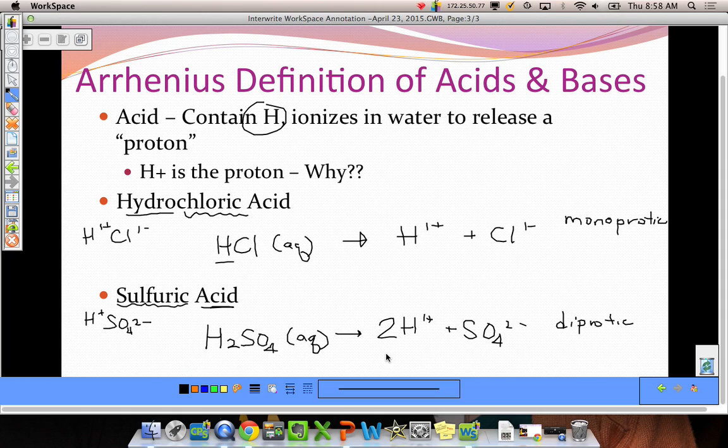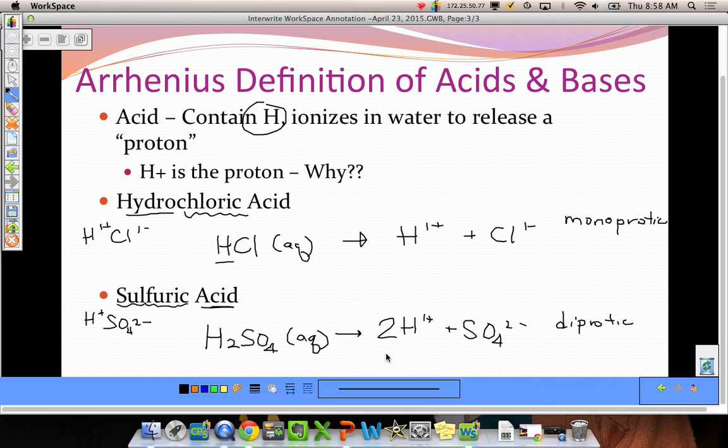Most of you are remembering to crisscross those charges. H is a 1+, PO4 is a 3-. One thing I was just thinking of might be a good question for you guys. Why is it not diatomic? We always write H as a 2+. Why are we not doing that here?